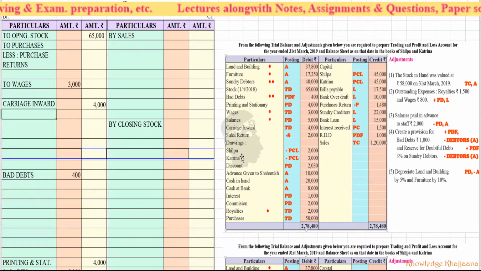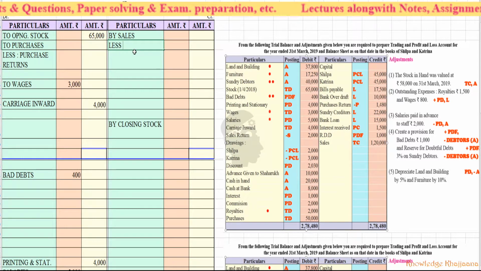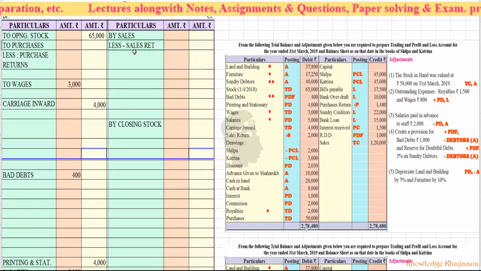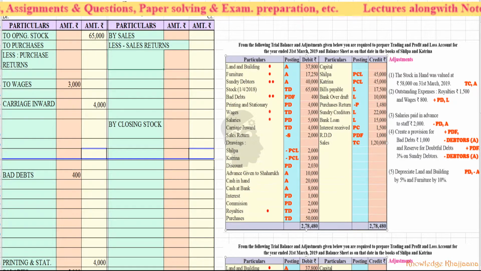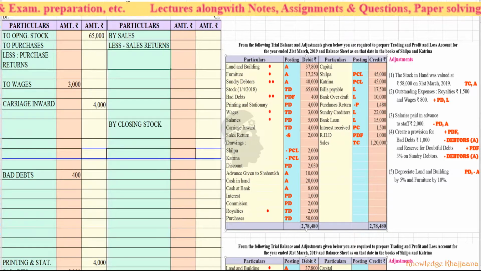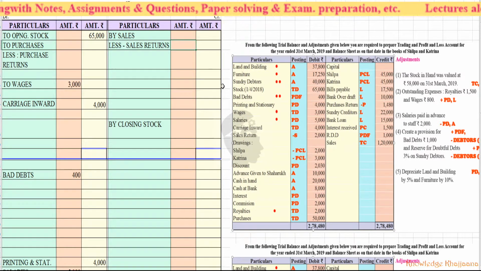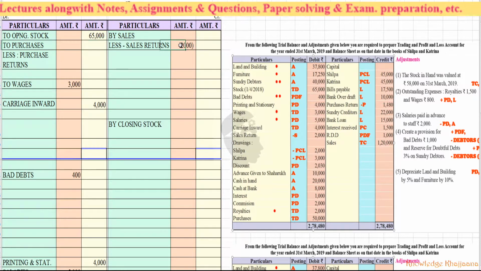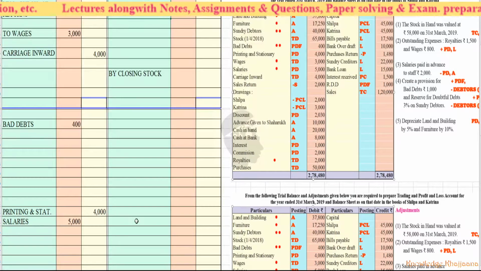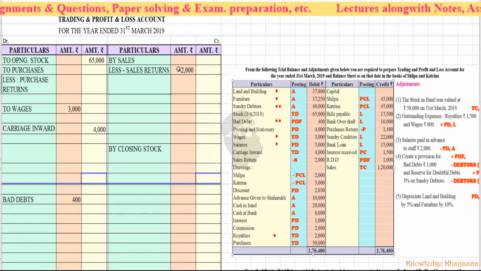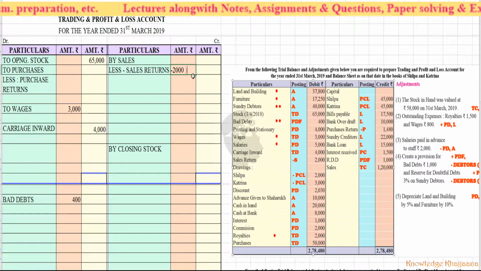Okay. Next, sales return. Sales return is always deducted from the value of sales. By the time we haven't reached the value of sales, meanwhile we write over here less sales returns. Okay, we write less sales returns. How much is the value of sales return? It is rupees 2,000. It is written in the inner column. See, it is the value which is to be deducted, so it should be written in the bracket.